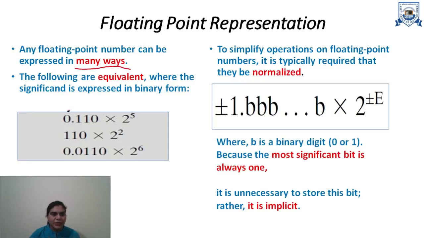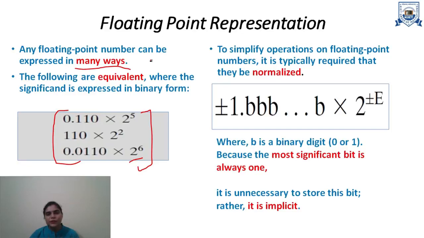As you can see in this figure, all three values are equivalent. 0.110 into 2 to the power 5 is equivalent to 110 into 2 to the power 2. Or we can write it as 0.0110 into 2 to the power 6. So all three quantities are equivalent. So we have many ways to express a floating point number.